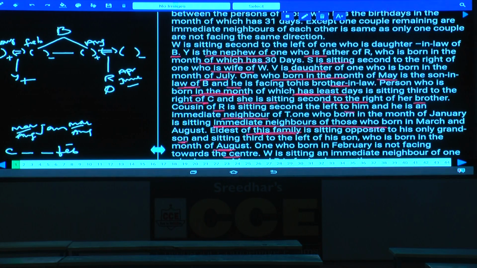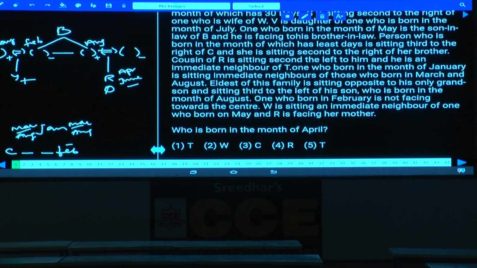Now this February, that means B's daughter, is facing away from the center. W is an immediate neighbor of the one who was born in May. Now W is an immediate neighbor of the one, and R is facing her mother. Now this R has a mother, isn't it? Clear? Now this is the information we have as of now.